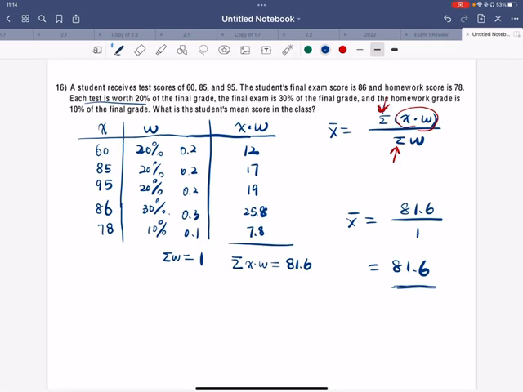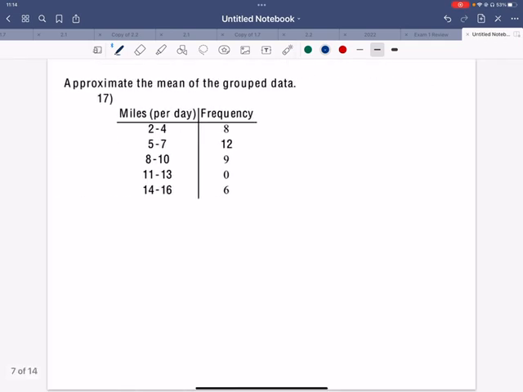Okay, moving on. Mean for frequency distribution, or mean for the grouped data. Same thing: sum of X times the frequency over the total frequency. Here, inside this formula, we have an X. X is the midpoint for each class. So let's find that first.